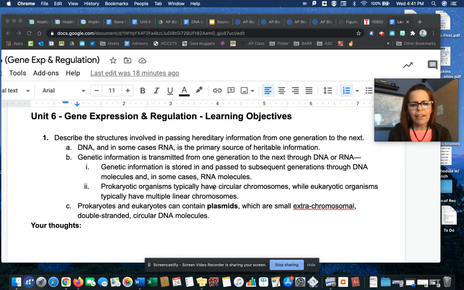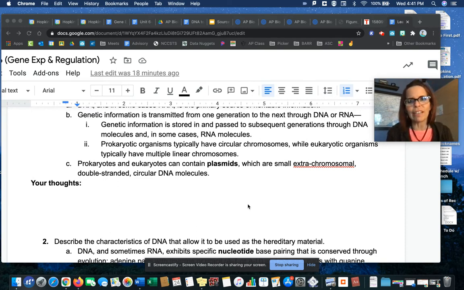Okay. Prokaryotic organisms typically have circular chromosomes. You definitely need to know that. While eukaryotic organisms typically have multiple linear chromosomes. So we say that our 46 chromosomes are linear, but the main chromosome of a prokaryote is circular. Now, what is easy to mix up there is letter C.